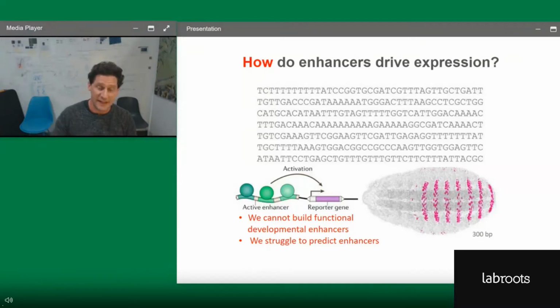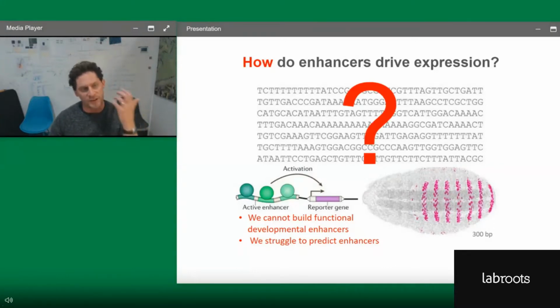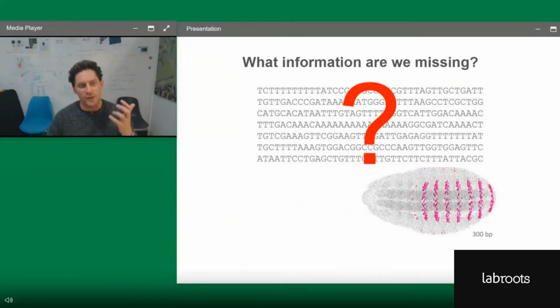And this is really the emphasis of both my group and many others around us at my host institution, which is here at the EMBL in Heidelberg. What we're focused on is understanding what we do not understand about these little developmental switches. Why can we not predict their activity, and why can we not build them? Fundamentally, it's just what information are we missing? These are very simple things I'm going to walk you through using this as a case study.